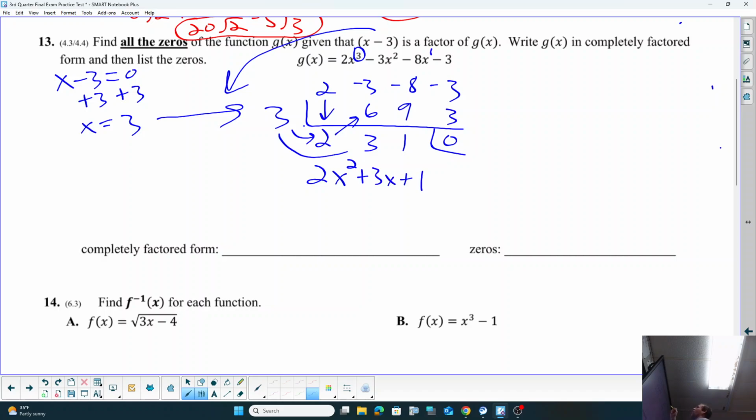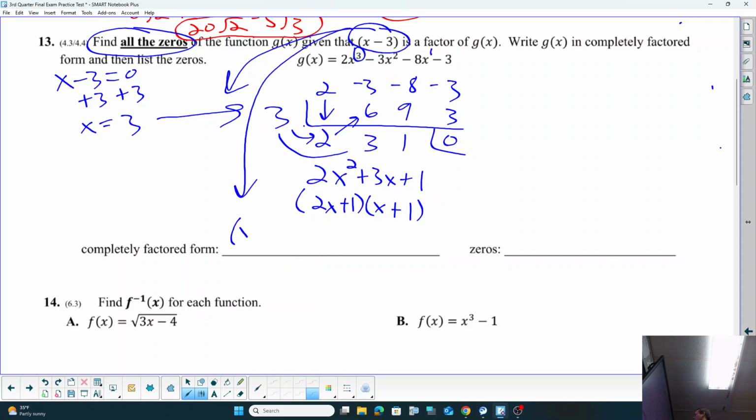They want you to find all the zeros, so we're going to have to factor it more. So 2x and x, and 1 and 1. And then 1 times 2 is a 2x, plus a 1x is a 3x. And so our completely factored form, with the x minus 3, is this guy right here.